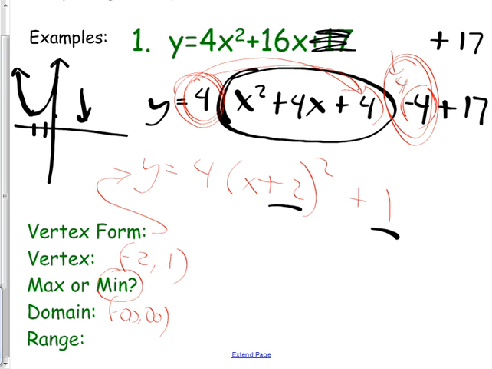Remember, it's how low to how high. And my range goes from what to what? 1 to infinity is correct. And then can it be 1? Can it touch 1? Yes, it can. Bracket. Parentheses. Remember those?